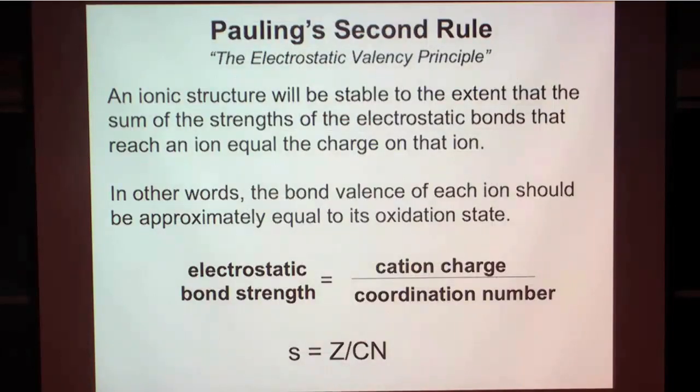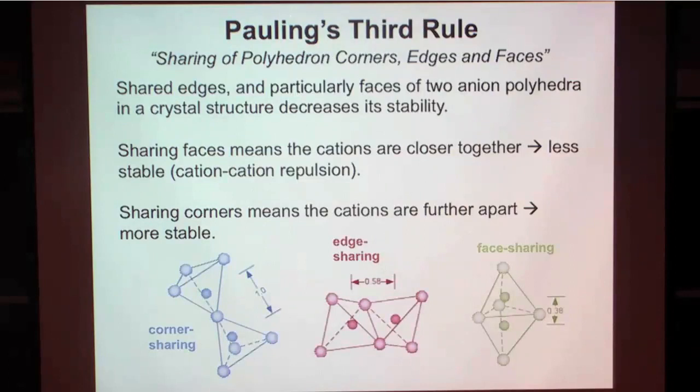We'll go through the electrostatic valency principle, and this has to do with the bond strength being proportional to the cation charge and the coordination number. And going through the interconnectivity, the sharing of polyhedral corners and edges, this is something folks have seen a lot of examples of in a basic mineralogy class. As one starts to share more surfaces, it does become unfavorable because we're losing degrees of freedom.